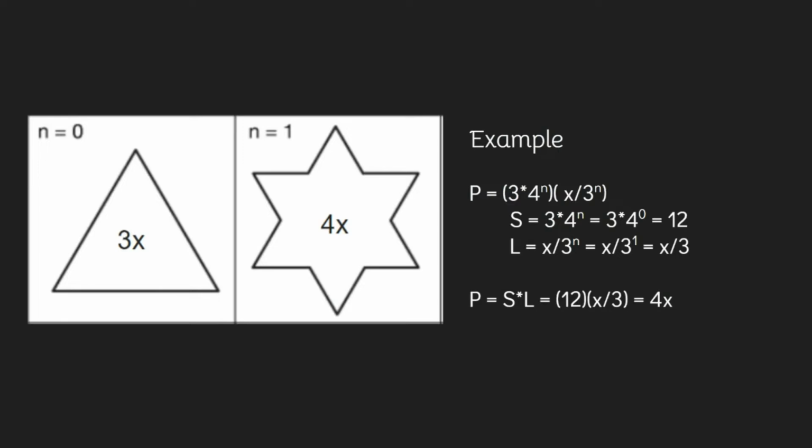Here's an example demonstrating the formula. Each side of the 0th iteration, the equilateral triangle, has a length of x. So the perimeter is 3x. In the first iteration, each of the original sides is divided into equal segments that are 1/3 x. Since there are 12 sides, this means that the total perimeter is 4x.